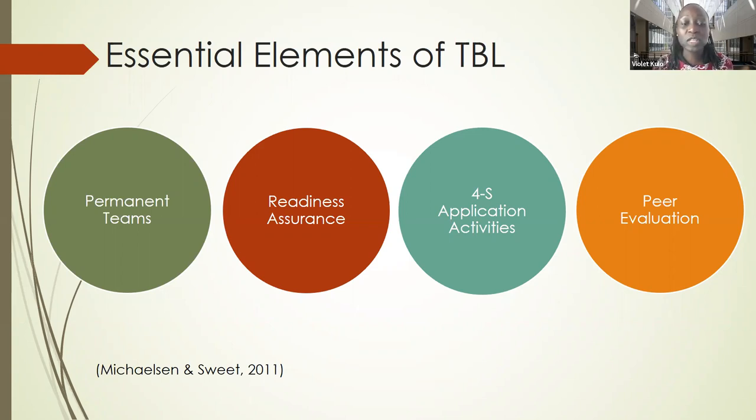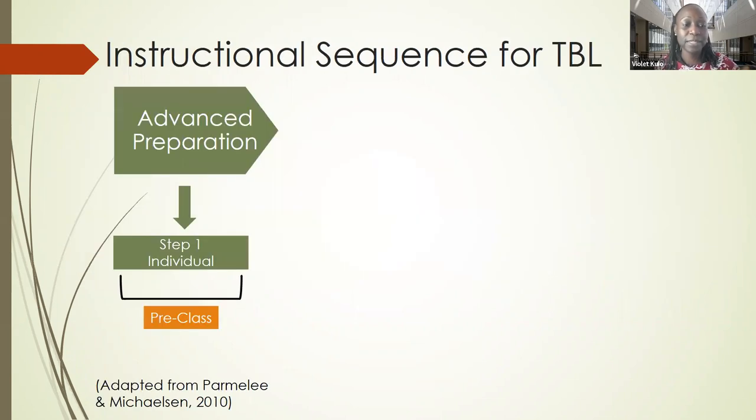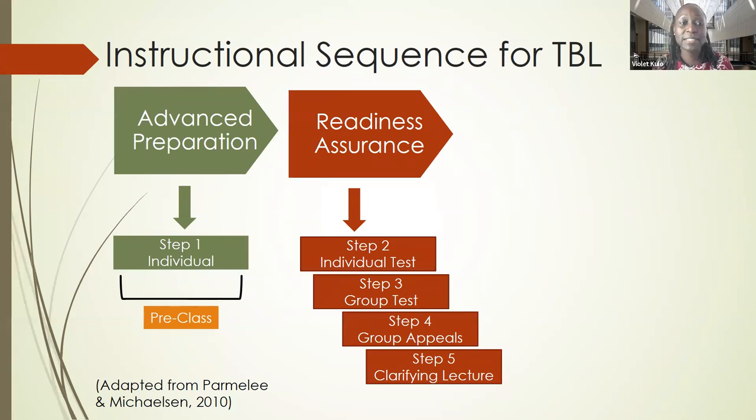Now let's review the instructional sequence for TBL. The first step is advanced preparation by students before class. Students study assigned materials, which may be textbook readings, YouTube videos, pre-recorded lectures, or journal articles to acquire the foundational knowledge. Then in class, students take an individual readiness assurance test. This is typically a short multiple choice test on the key concepts from the pre-work.